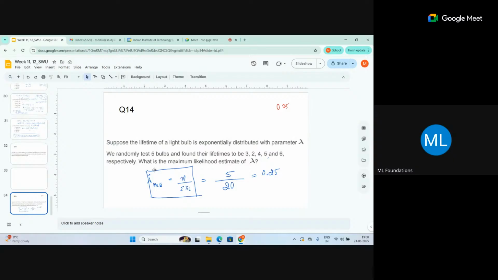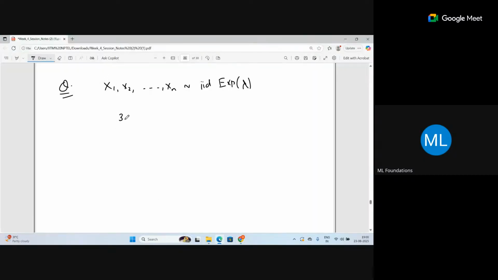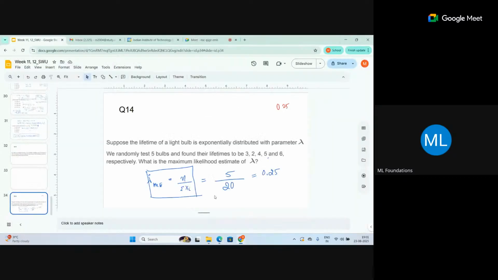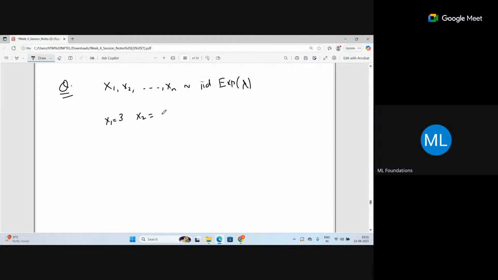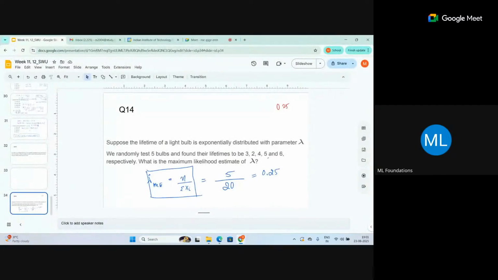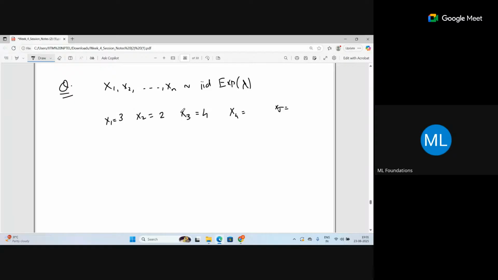Find the maximum likelihood estimator of lambda. So what samples were given to me? x1 equal to 3, x2 equal to 2, x3 equal to 5, x4 and x5. These are the 5 samples given to me, which are 4, 5, 6, 4, 5, and 6. I need to find the estimator for this lambda based on the given sample. So what should I do first?